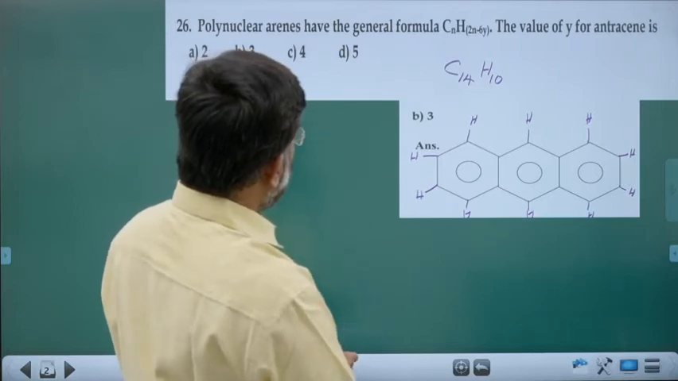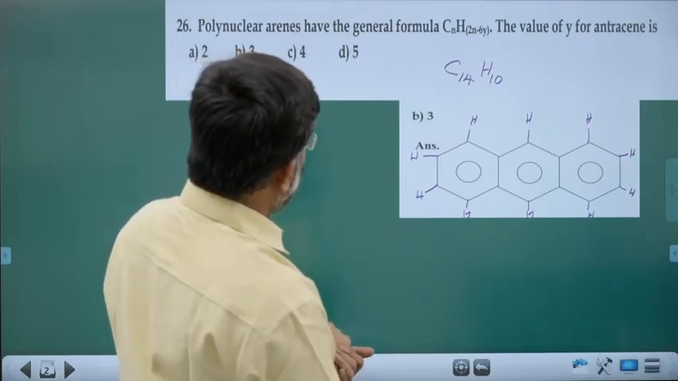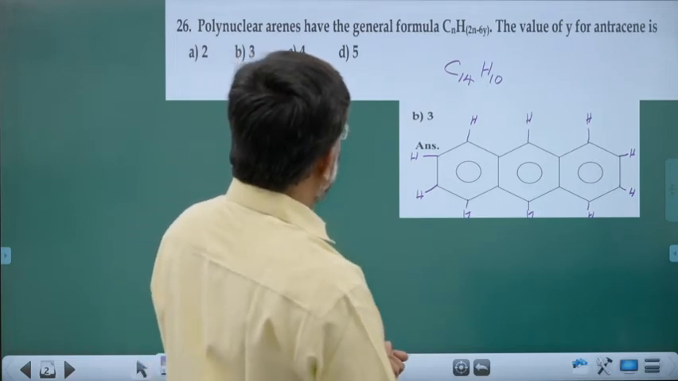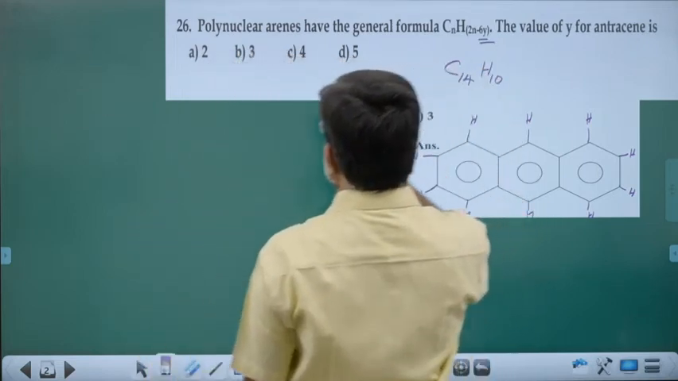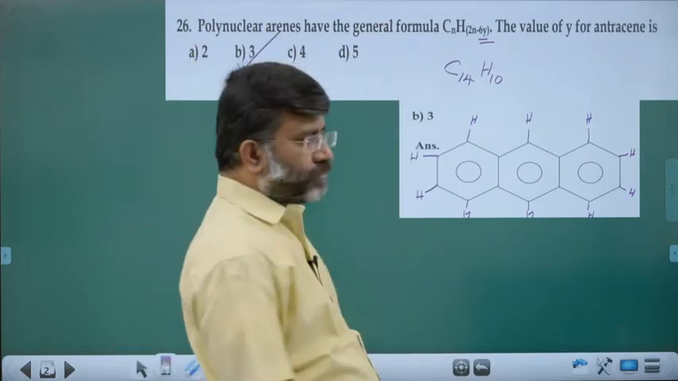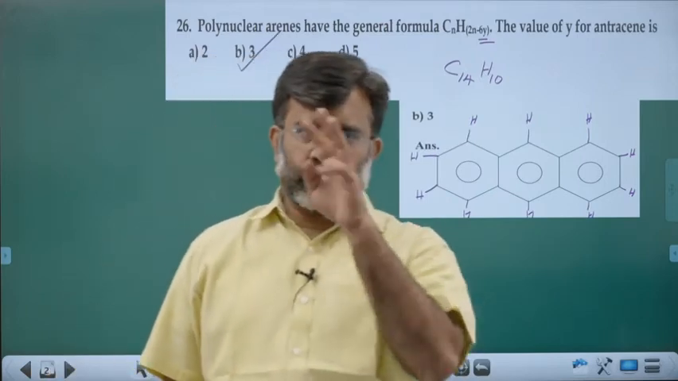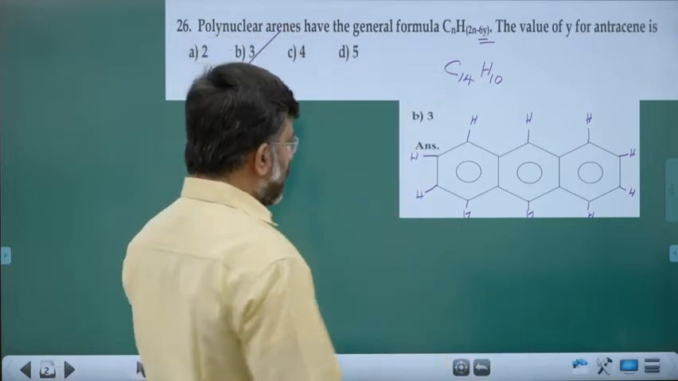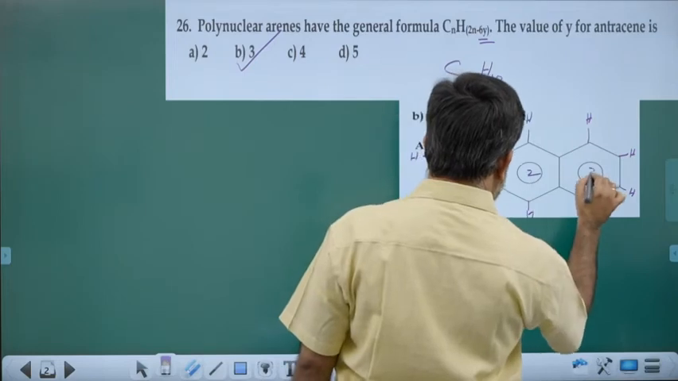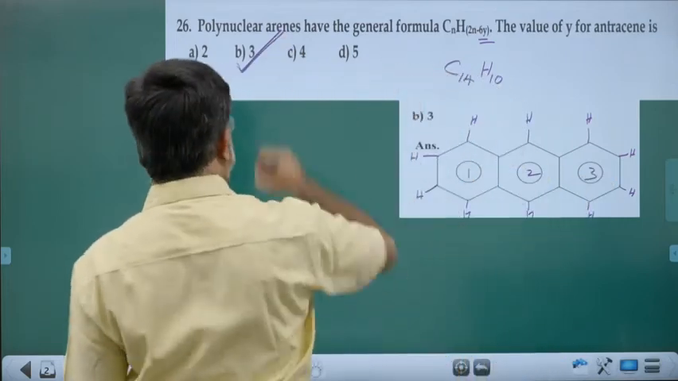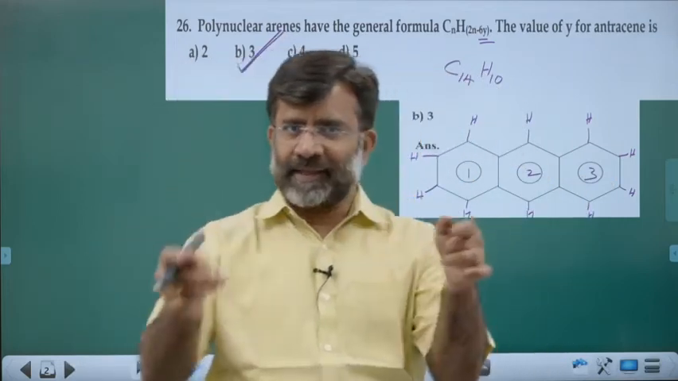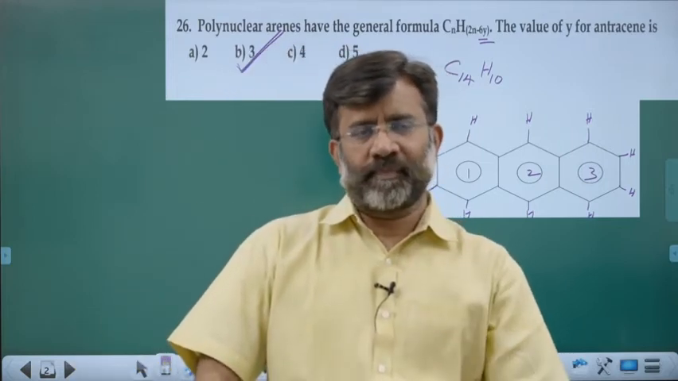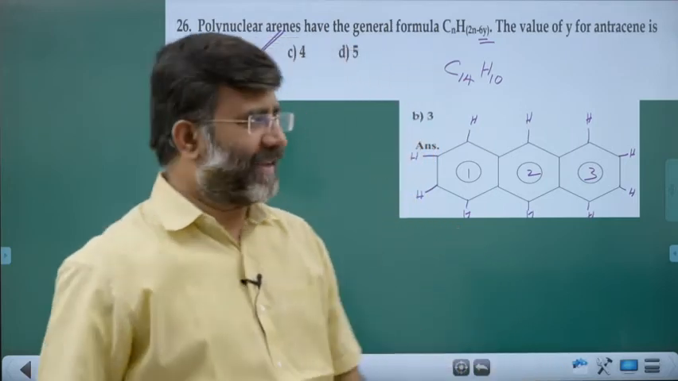That means what is Y? C14, H: 14 into 2, 28, minus 18 will be 10. So Y is equal to 3. If you give Y equal to 3, you will satisfy that formula. And you can have a shortcut. The number of rings, first ring, second ring, third ring, that is equal to Y. You can verify with other examples. Okay. Next.